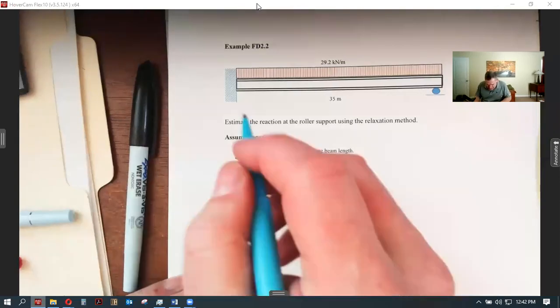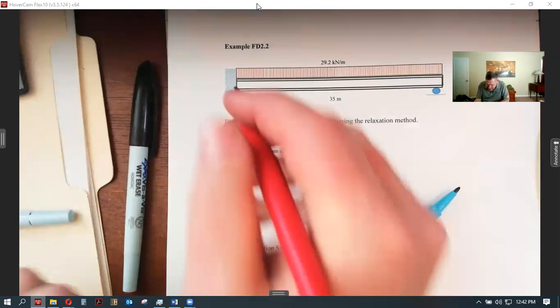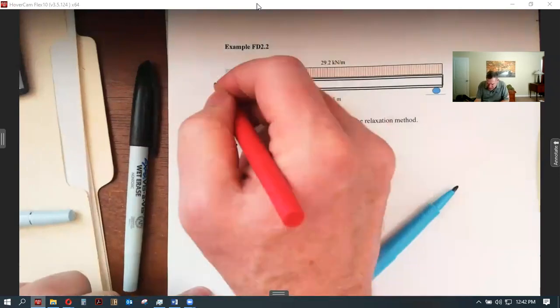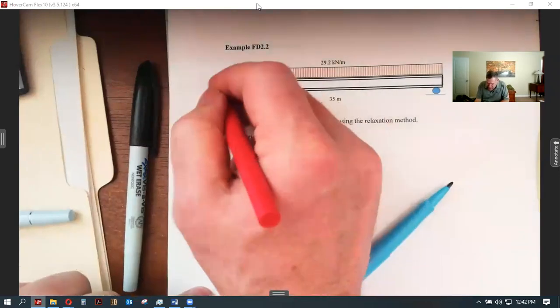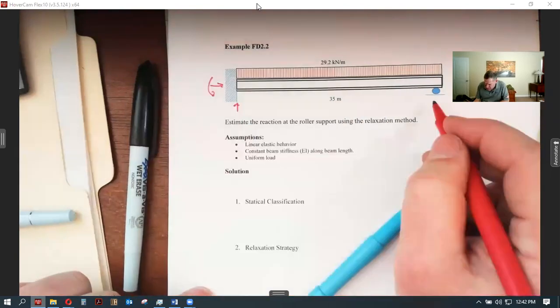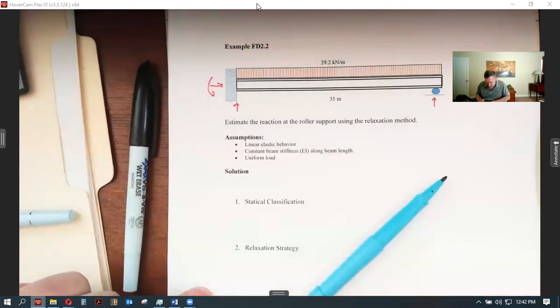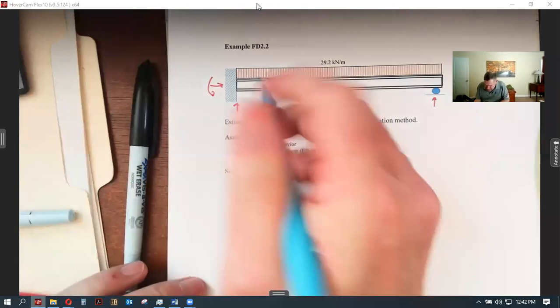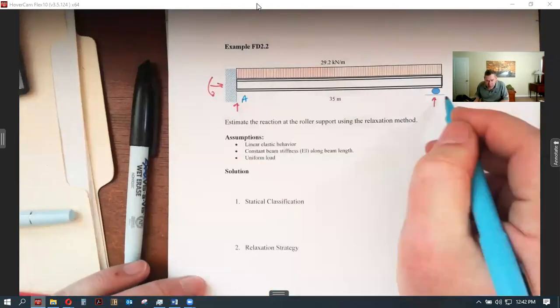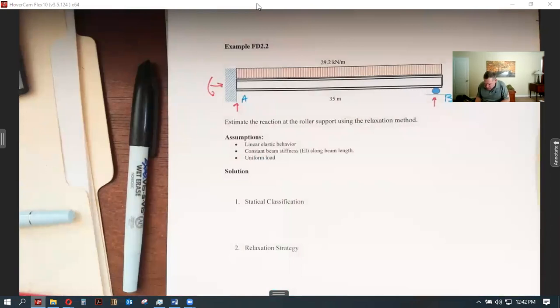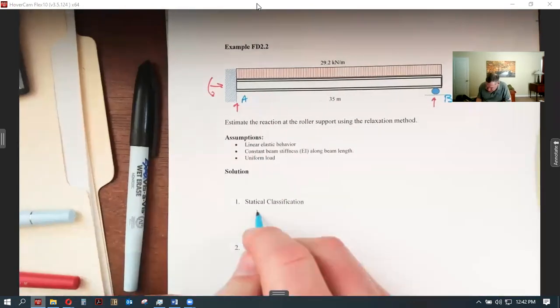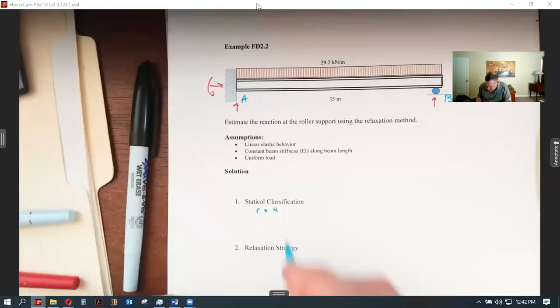system. We've got four potential reactions: a vertical at the left, an axial and a bending moment, and we have a vertical at the right. Why don't we get some designations in here? We'll call the left A and we'll call the right B. So when we add up all of our reaction components, we have 4.